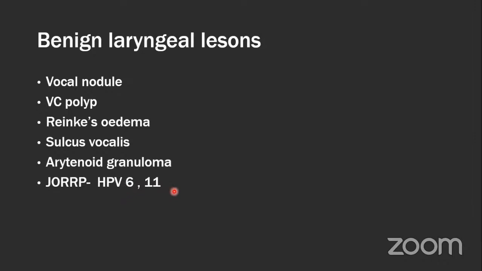What are the treatment options of JORRP? The treatment of choice is microlaryngeal or endolaryngeal excision with the carbon dioxide laser. Okay. We can also use, it's not recent actually, a long time back, microdebriders, we can also microdebride it. So, as of now, the treatment of choice is microlaryngeal or endolaryngeal excision with carbon dioxide laser or using microdebriders. Okay.